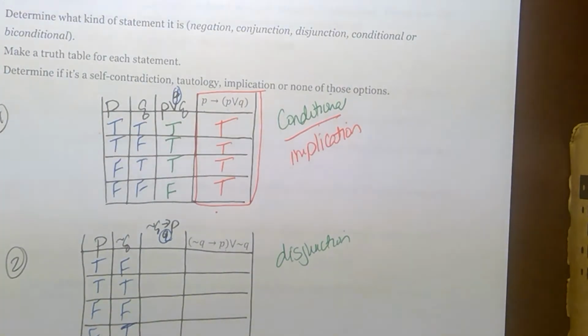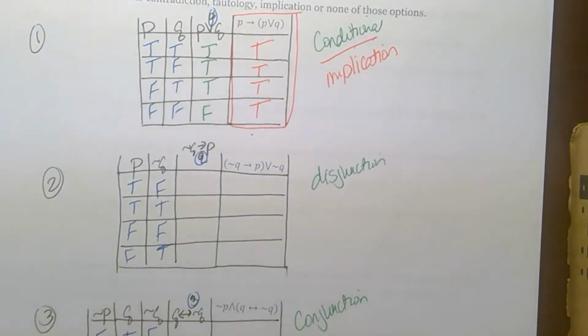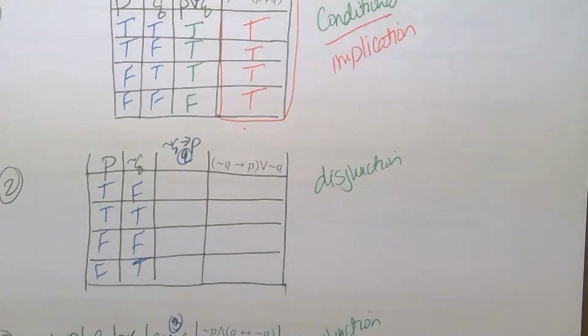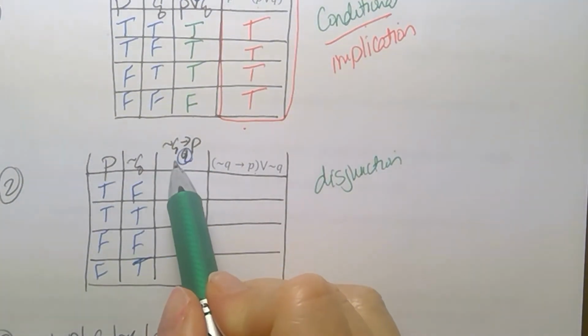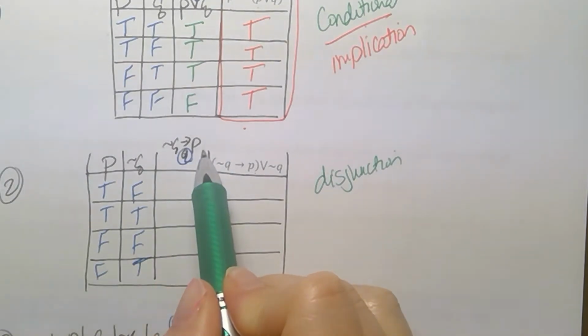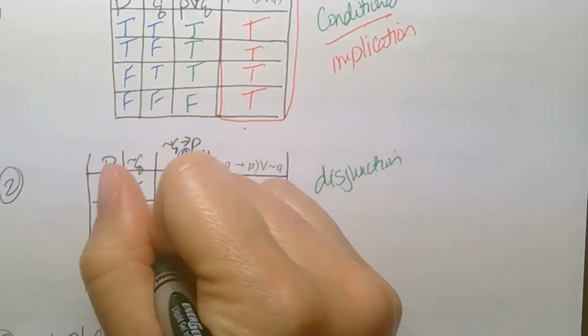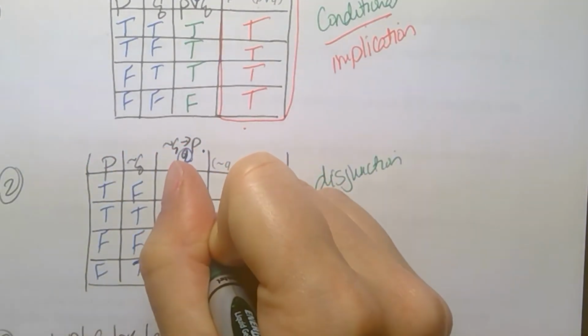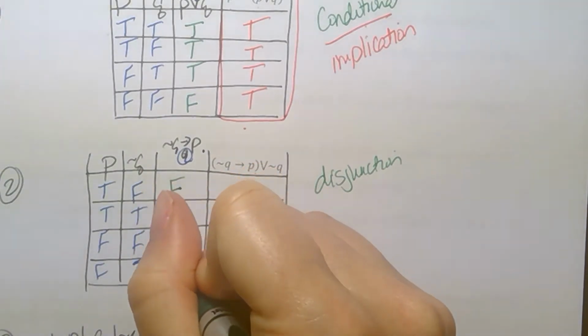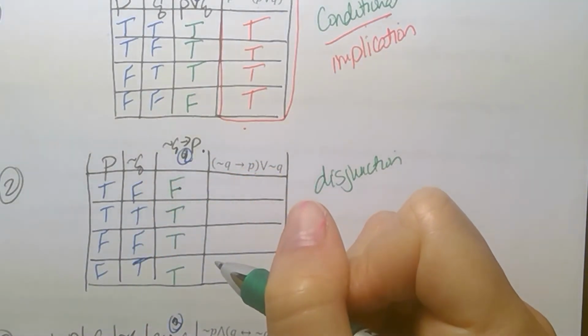Okay, let's look at the disjunction, number 2. For the disjunction, I need to first do this conditional, not Q, if not Q, then P. Remember our rules for conditional. If it starts true, ends up false, then it is false. So right here, this very first case is false. The other 3 cases are true.